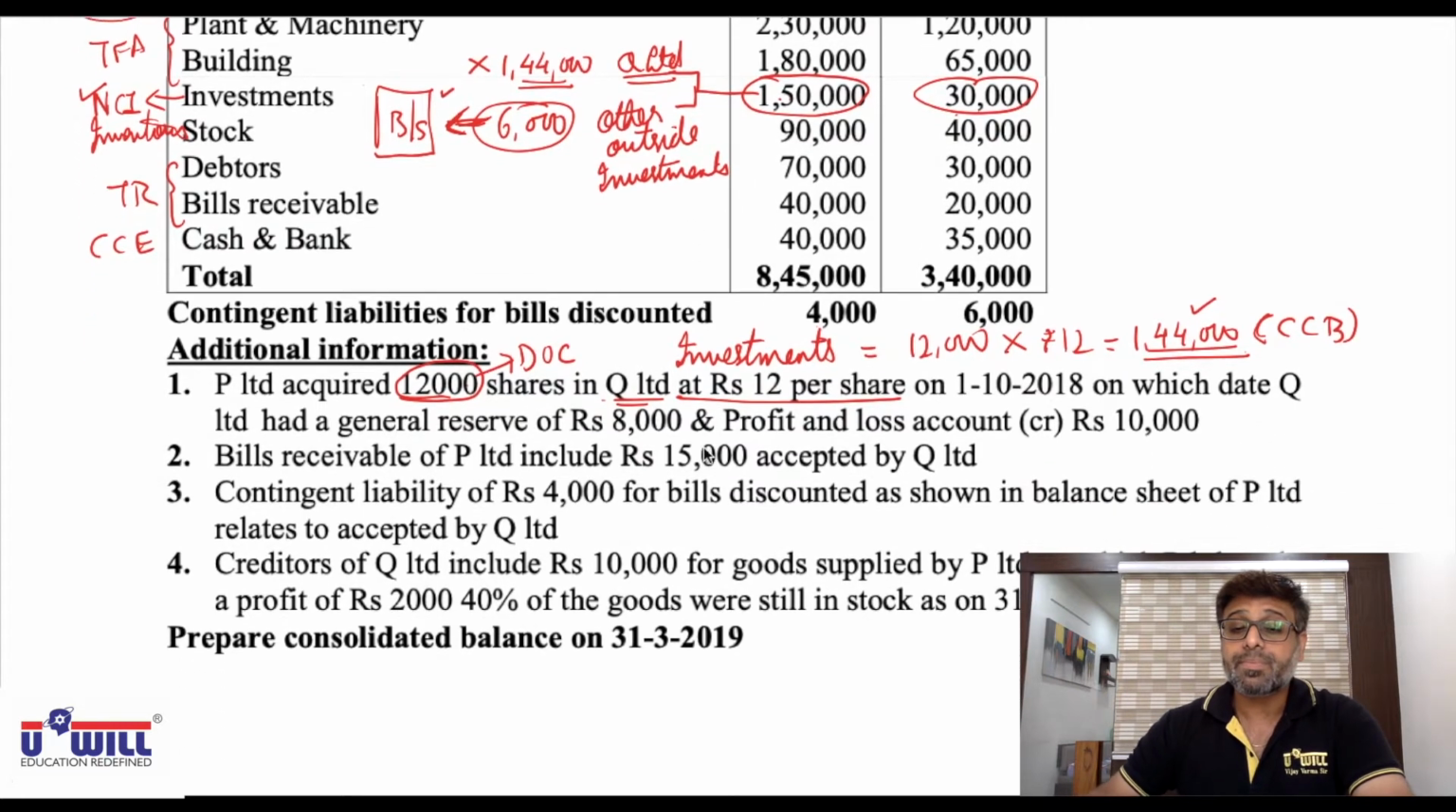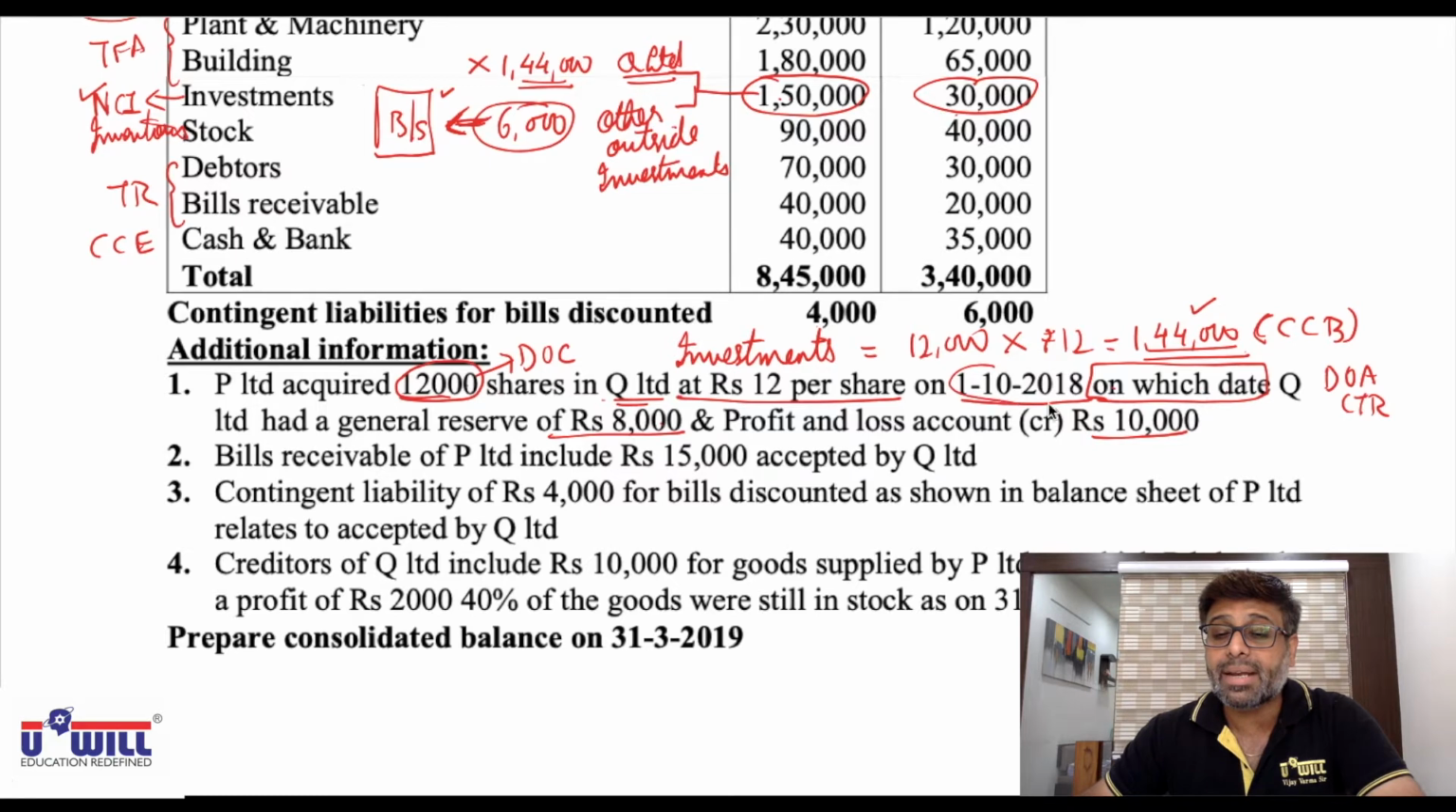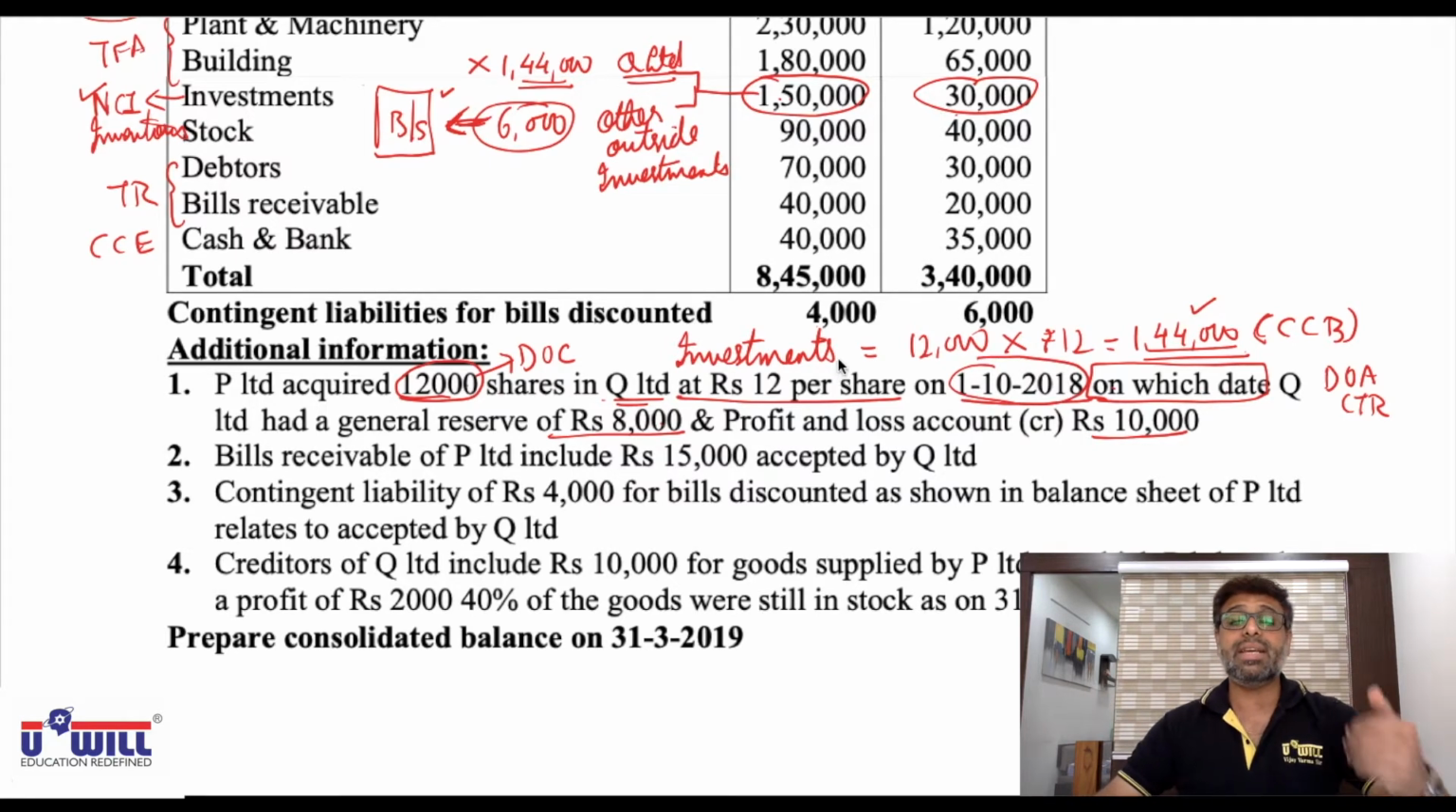Keep this in mind. Further, on 1/10/18, that is the date of acquisition, that will help us in getting time ratio. On which date, circle this, Q Limited had general reserve of rupees 8,000 and P&L account of rupees 10,000. So what is 8,000 and 10,000? It is not the opening balance. It is the balance on which date? 1/10/18, on the date of acquisition of shares. We'll see in the working of P&L and general reserve how to deal with this. But keep it in mind, 8,000 and 10,000 is not the opening balance. It is the balance of general reserve and P&L account on 1/10/18, that is the date of acquisition.